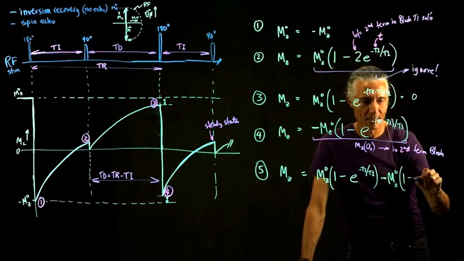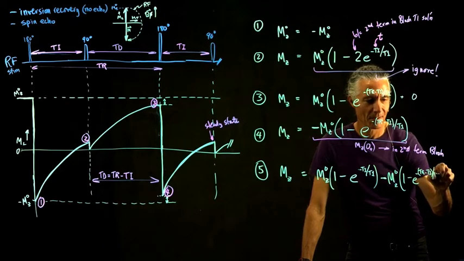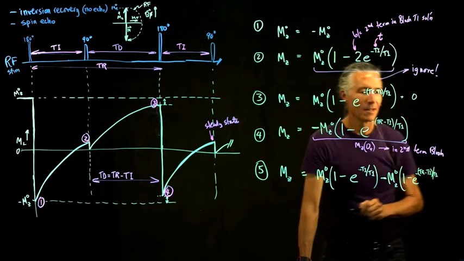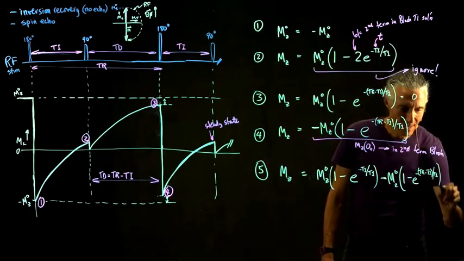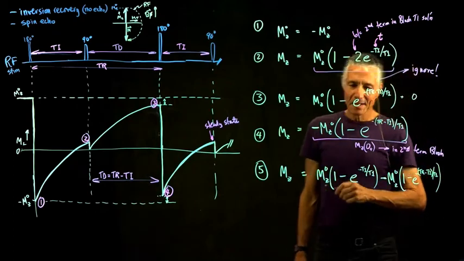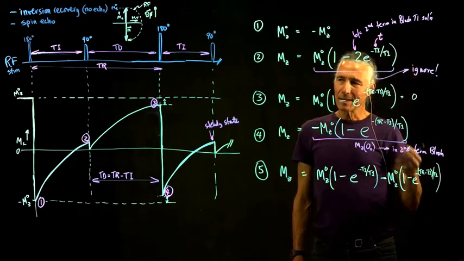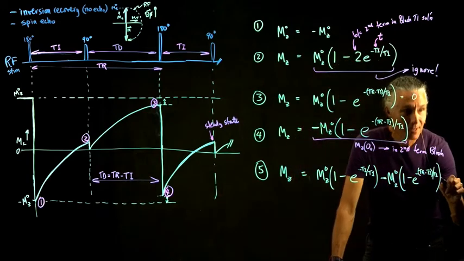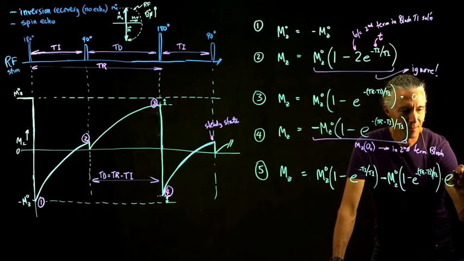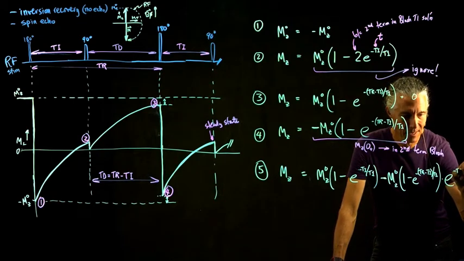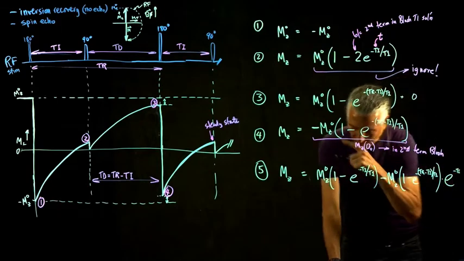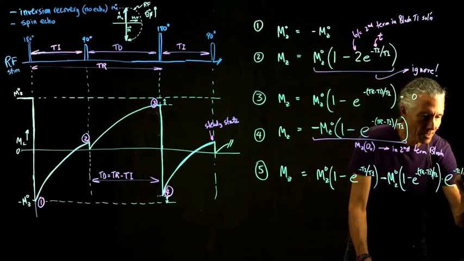So here's 1 minus e to the minus (TR minus TI) over T1. That's all good. And then the part I left out last year, but I won't leave out this year, is that Mz0 has to be multiplied by e to the minus t over T1. So that whole thing times e to the minus t, and the minus t is TI. We've substituted in that for TI over T1.